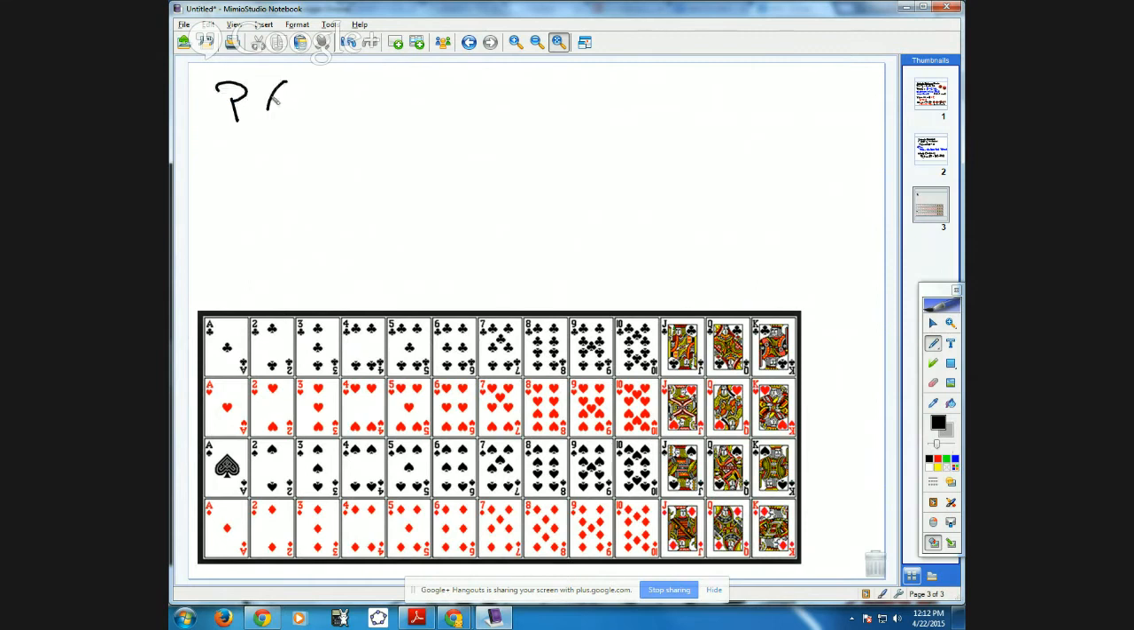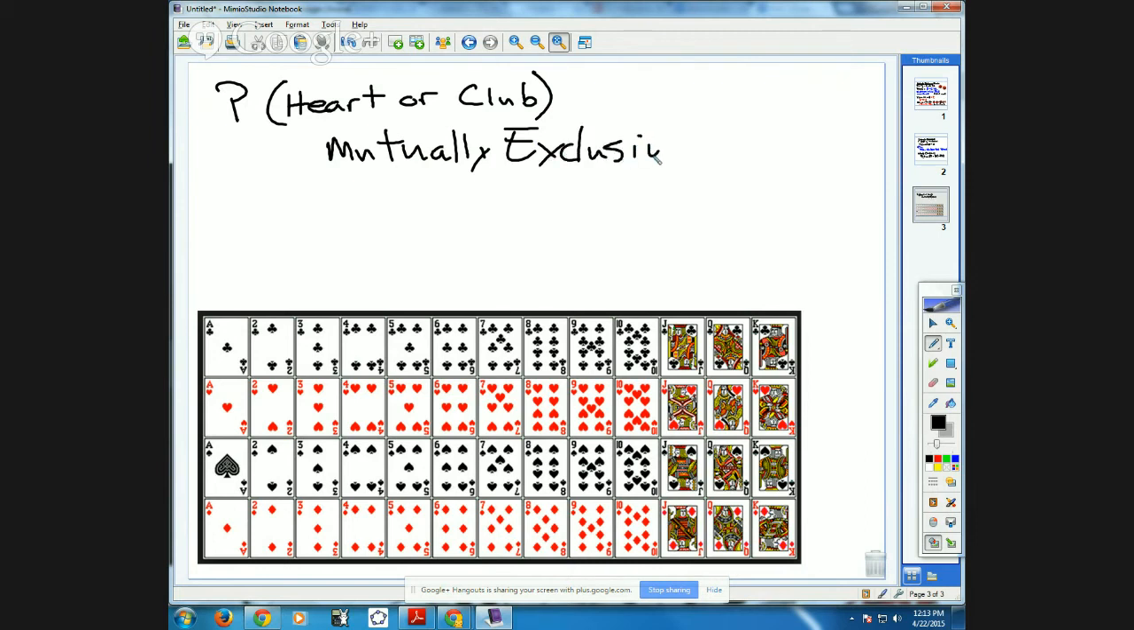Suppose I wanted to find the probability of drawing a heart or drawing a club. And so whenever I get an or, I ask, do these guys have anything in common? Are they mutually exclusive? Can you be a heart and a club at the same time? The answer is no, you can't. So since these are mutually exclusive events, heart versus club, this must be the probability of getting a heart plus the probability of getting a club.